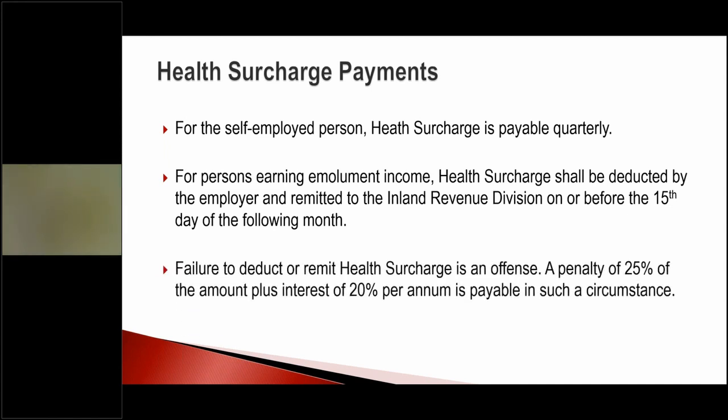Here's the beauty part. Failure to deduct and remit the health surcharge is an offense. It's a penalty of 25% of the amount, plus interest of 20% per annum is payable in such circumstances. So in addition to paying a penalty, you're going to pay interest. You're paying 25% as a penalty, and now you're paying interest on the outstanding payment. Boy, it gets more and more difficult.